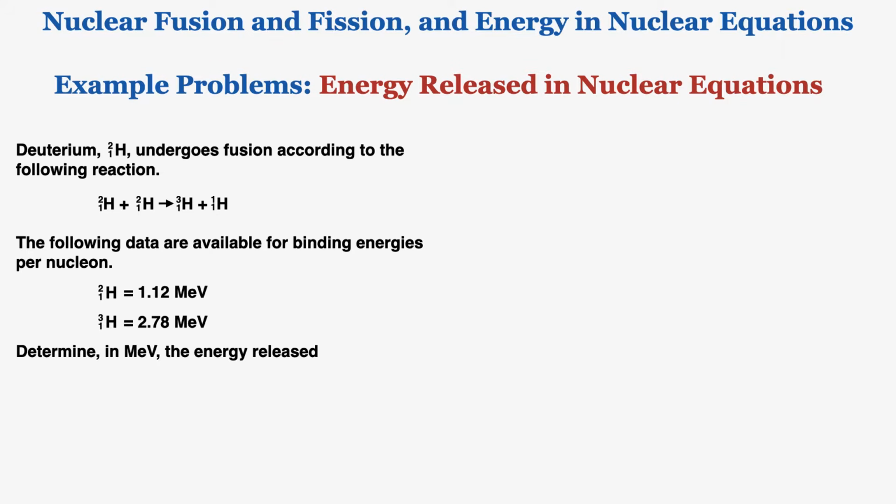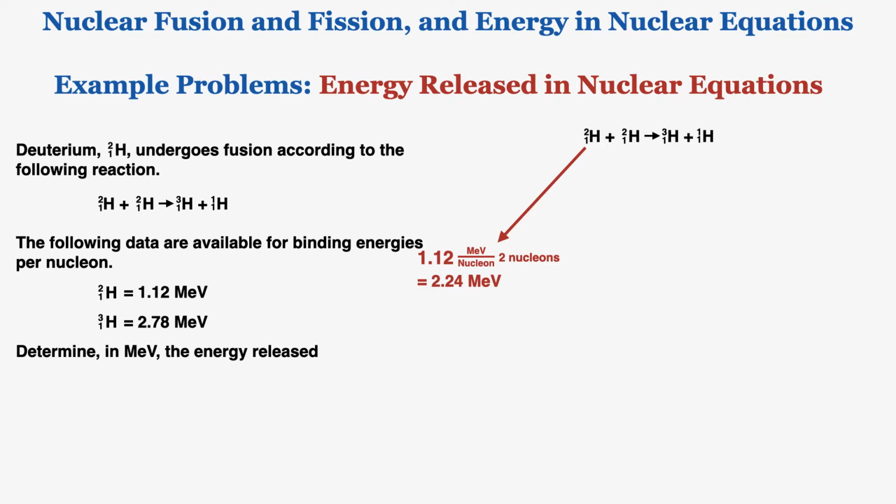We're now ready to talk about energy released in nuclear equations. Deuterium undergoes fusion according to this following reaction, and the following data are available for binding energies per nucleon in each individual particle. This is asking you to determine in mega electron volts the energy released by this reaction. So you'll remember that the energy released is going to be the change in binding energy before and after the nuclear fusion or fission event. In this case, this is fusion. So to understand the energy released, I just need to know the total binding energy before and after the reaction.